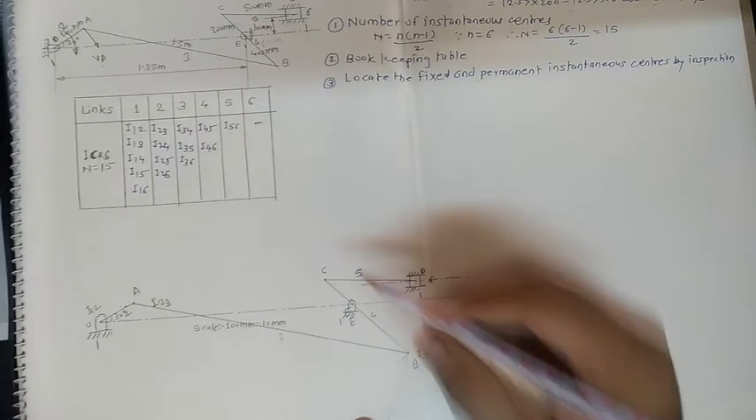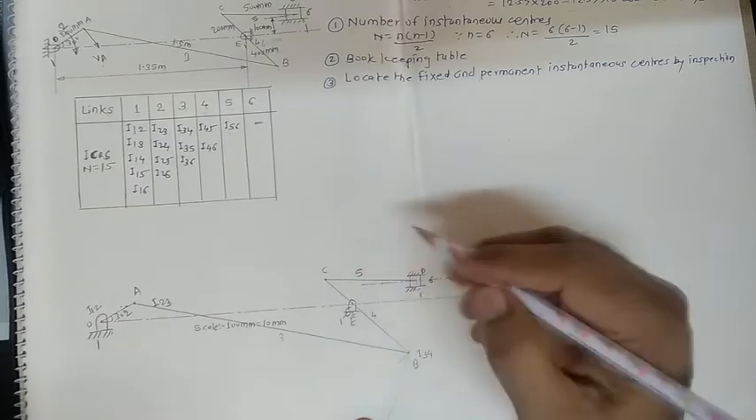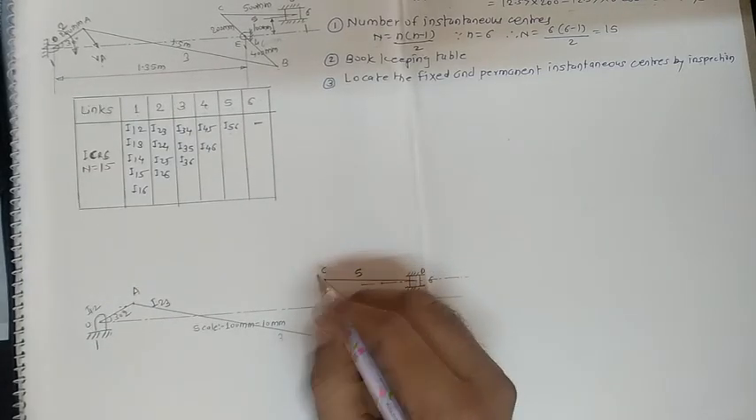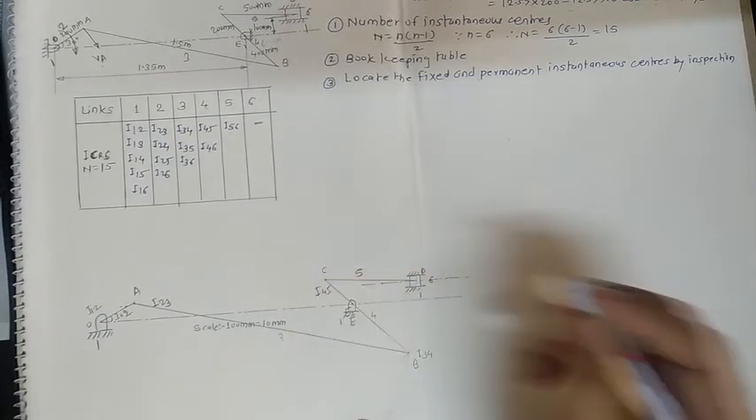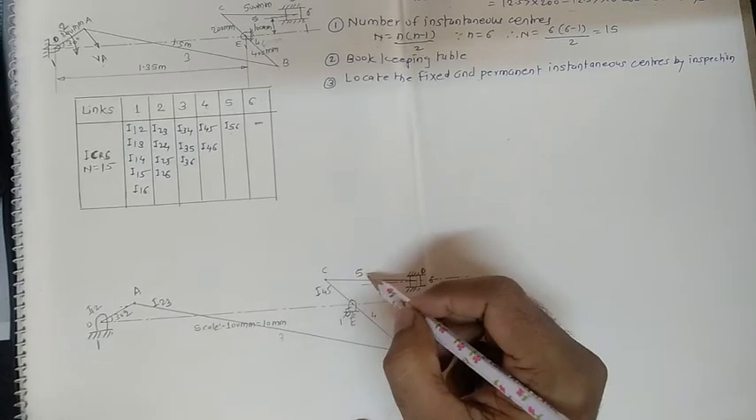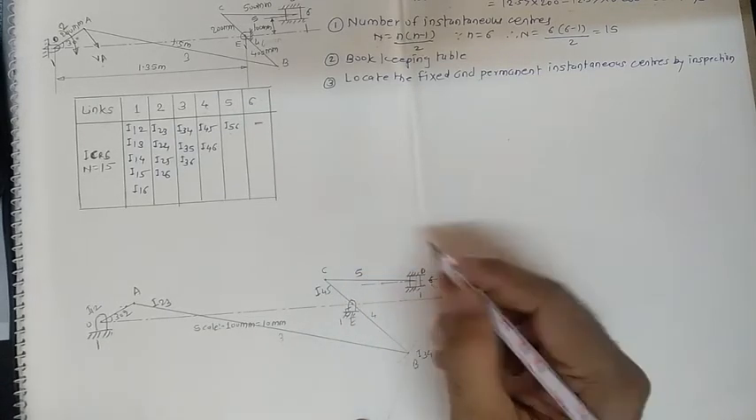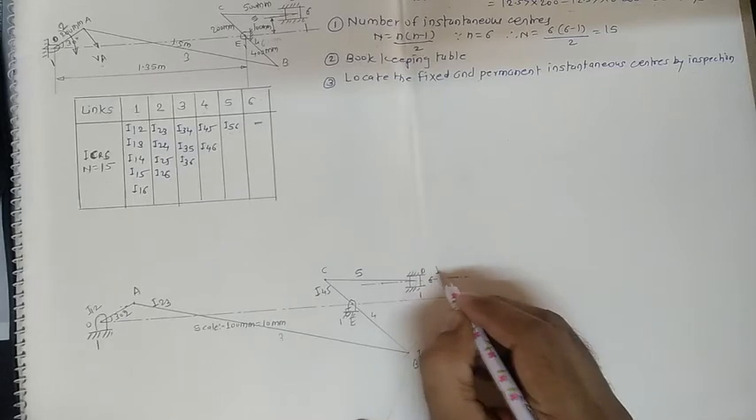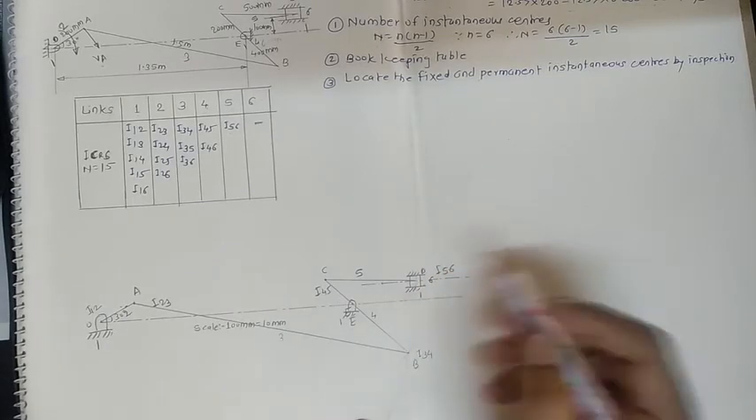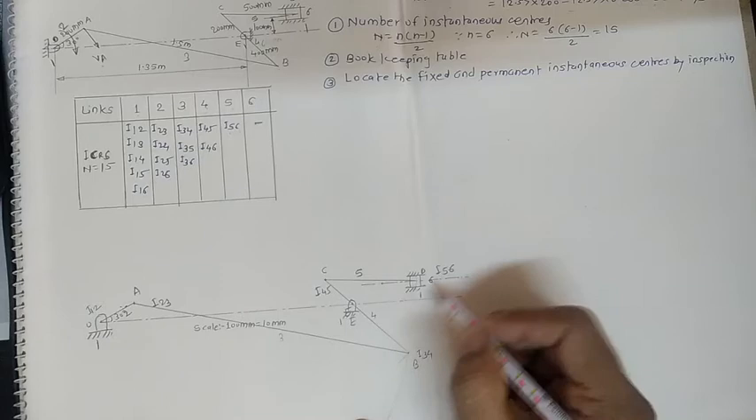Next, number 4 is given for this one, number 5 is given for this one. So what do we get here? We get I45. Next, number 5 is given for this one, number 6 is given for this one. So what do we get here? We get I56 here. So number 1 is given for this one, number 6 is given for this one.